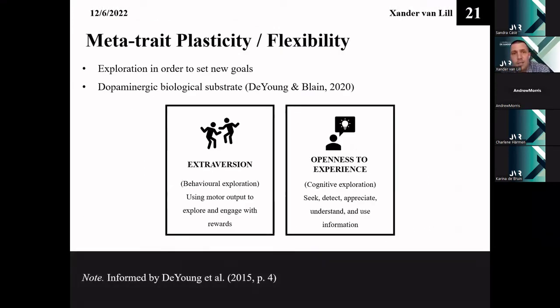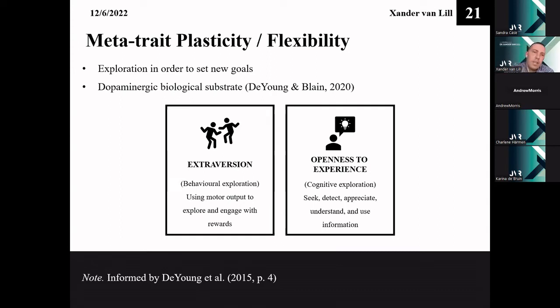That brings me to meta-trait plasticity, which can also be referred to as flexibility. Whereas the previous one is about the stability and the cooperation to achieve our collective goals and maintain social functioning, here it's about dealing with the chaos, and about exploring new things in order to adjust our strategies or even set new goals. So it's about behaviorally exploring things external to ourselves, but also taking in new information to adjust our strategies or maybe even set entirely new goals in order to deal with the chaos that's presented to us.